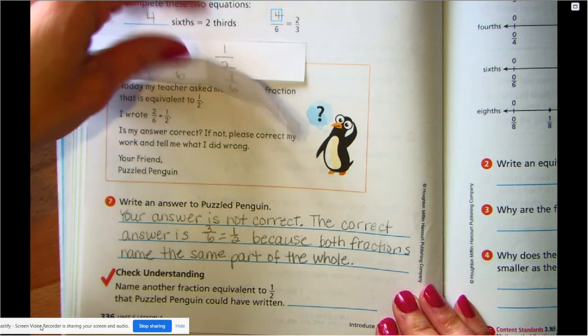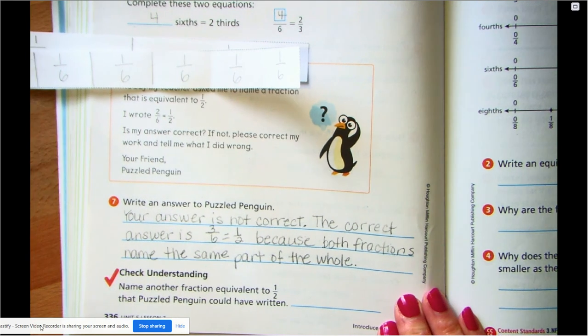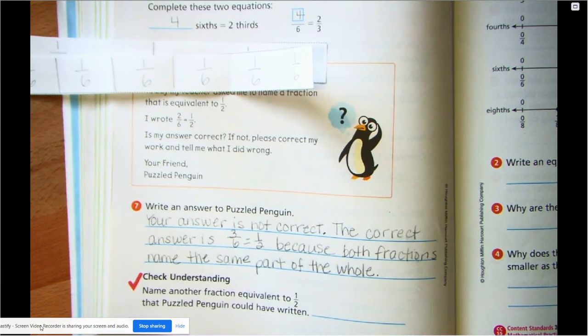Okay, so if you haven't made your fraction strips yet, go ahead and do that. And then you can use those on your homework, and you can use those on quizzes and tests going forward as well.